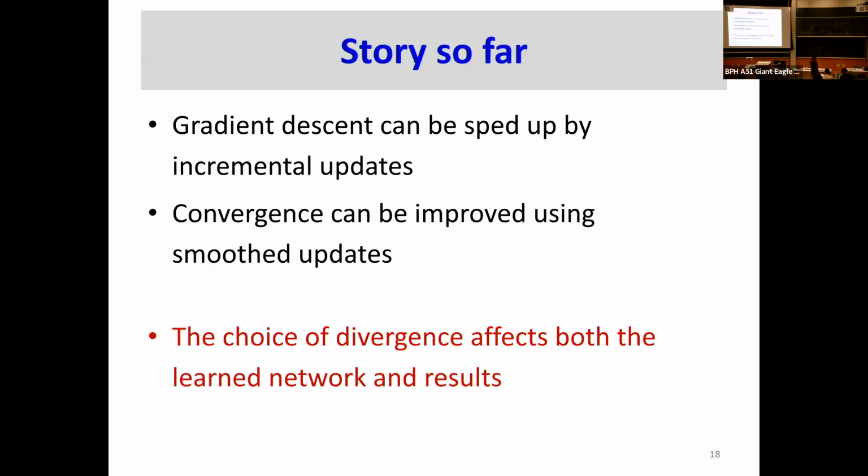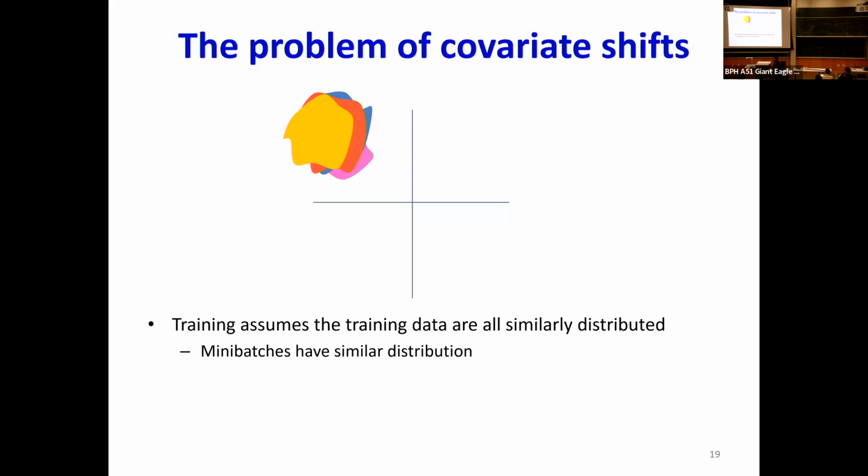Okay, so story so far: gradient descent can be sped up by incremental updates. Convergence can be improved using smooth updates. The choice of divergence is going to affect both how fast you learn your network and eventually also what you end up learning, so you have to be careful about the divergence. Now we switch to another problem. Let's assume you're working with mini batches.